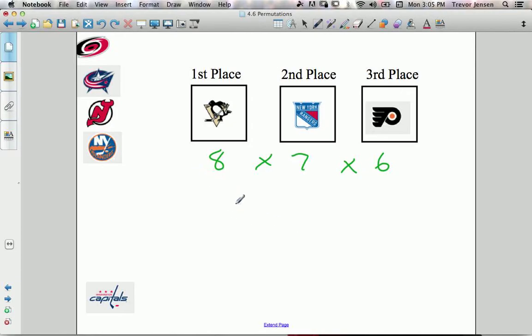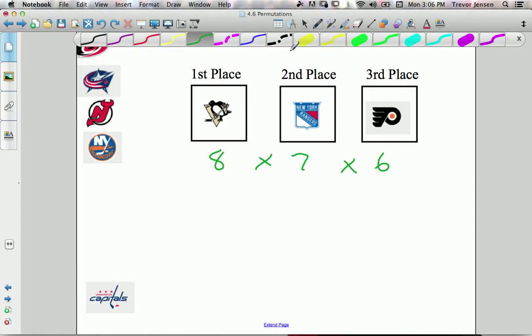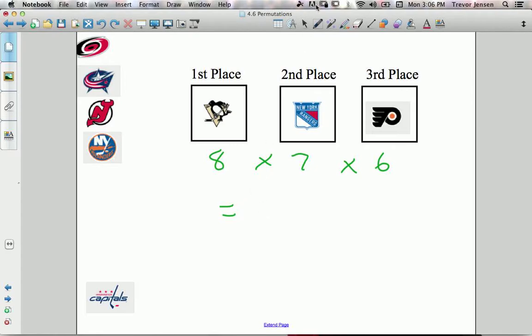So, to figure out the number of possible arrangements, just find the product of the number of outcomes in each step in the sequence. So 8 times 7 times 6 will give us the number of total arrangements of those objects. It gives us the number of total ways 8 teams could finish in first, second, and third. So 336 different ways, sorry, was it 336? 336 different ways we could have teams finish in first, second, and third in the Metropolitan Division.